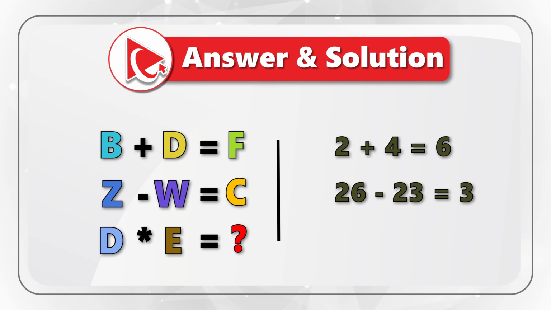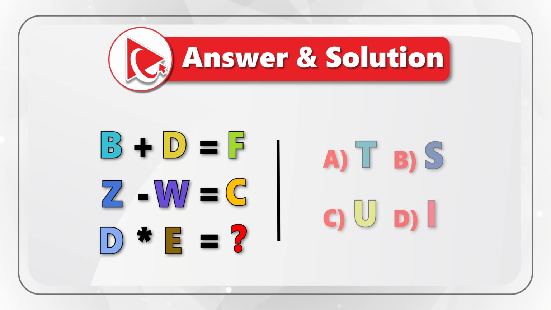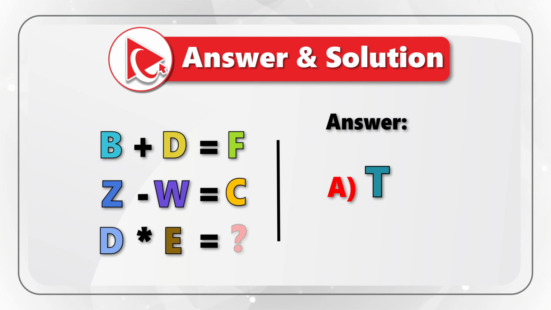So the last expression, D multiplied by E, in reality would be equal 4 multiplied by 5, and would be equal to 20, which is associated with the letter T. So the correct answer here is choice A, T.